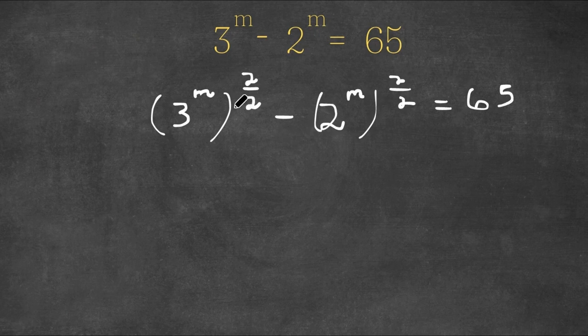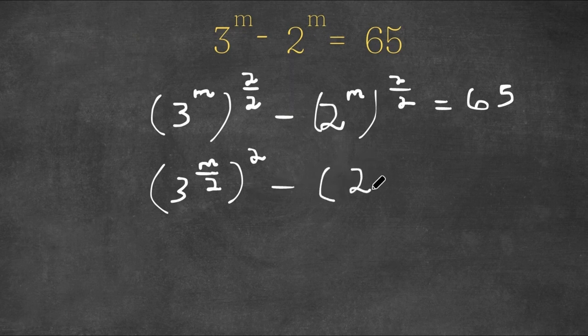Now, I can actually rewrite this as 3 to the power of m over 2, to the power of 2. Because these two 2's cancel out anyways, so this is just equal to 3 to the power of m. And I'm subtracting this with the same thing over here, 2 to the power of m over 2, to the power of 2.